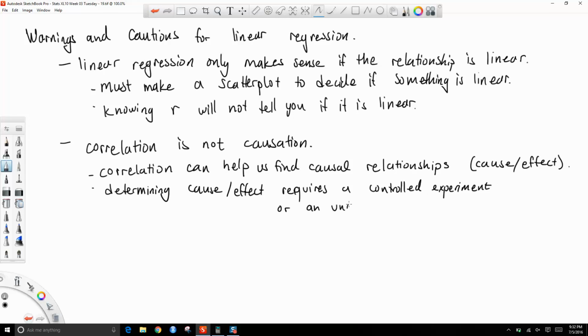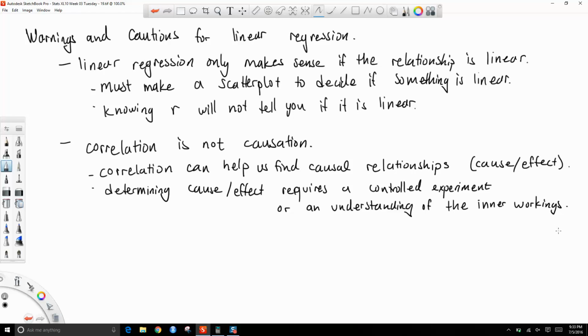or an understanding of the inner workings of whatever we're talking about. So we might find couples who go on many dates in a month have overall higher satisfaction ratings of their relationship. Does that mean more dates is causing higher satisfaction? Maybe, maybe not. It could also be that because it's higher satisfaction, they're choosing to go on more dates. We don't know which one is causing the other.